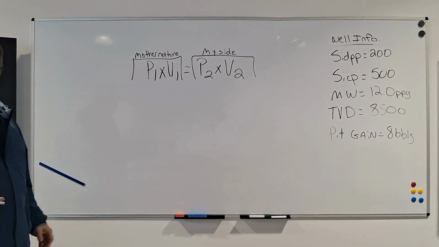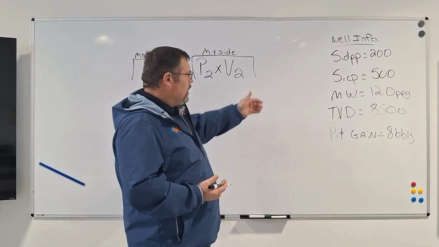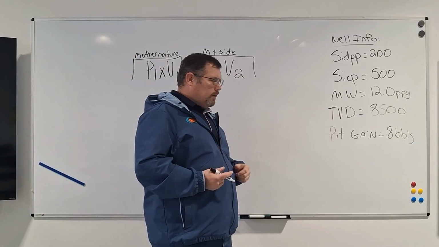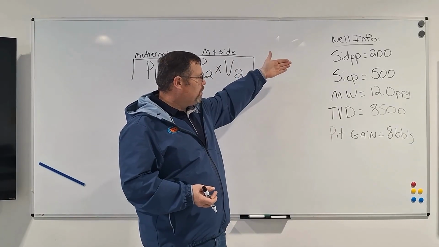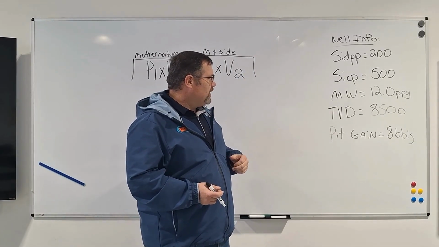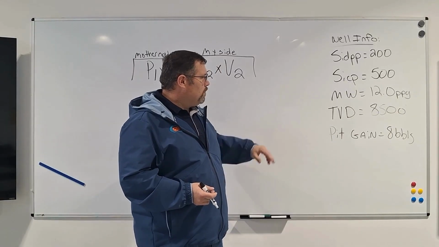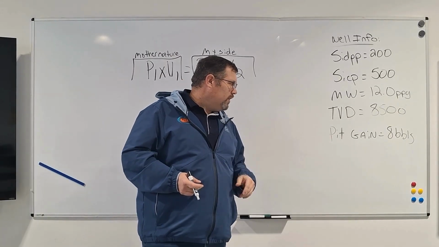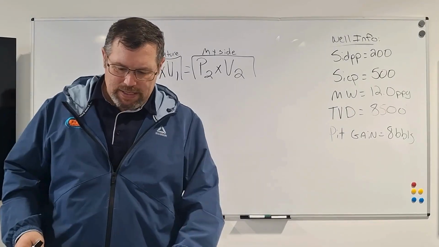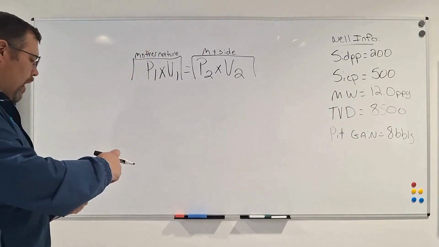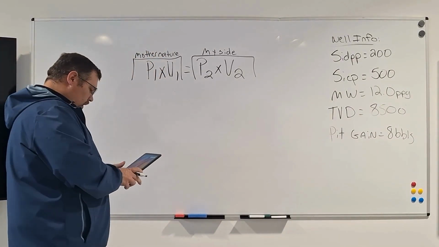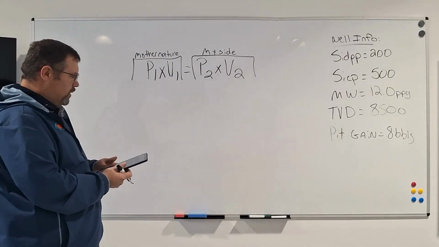You shut in your wellbore. I walk up to your rig floor and I see all this data recorded, just like it's supposed to. You've got shut-in drill pipe pressure showing you 200, shut-in casing pressure showing you 500. You've got a mud weight of 12 pounds, a TVD of 8,500 feet, and you've got a pit gain of 8 barrels. So how does this work with this Boyle's Law I'm teaching you?